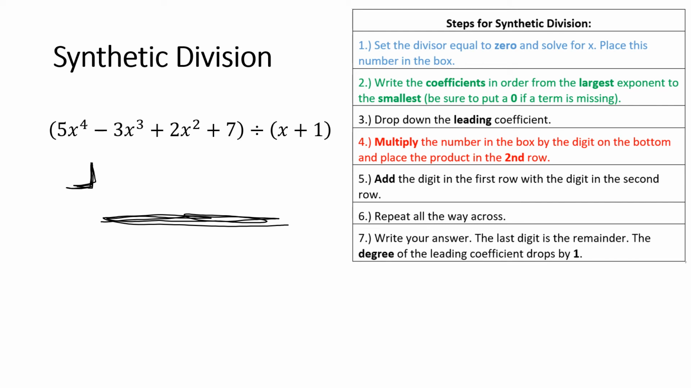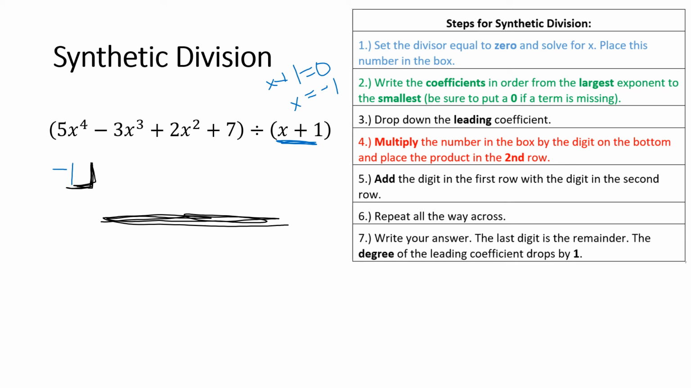Continuing to set this thing up, remember you're going to take whatever it is you're dividing by and you're going to set that equal to 0. So x plus 1 equals 0. If I subtract 1, that's going to give me x equals negative 1. That's the number that we're going to put in the box.